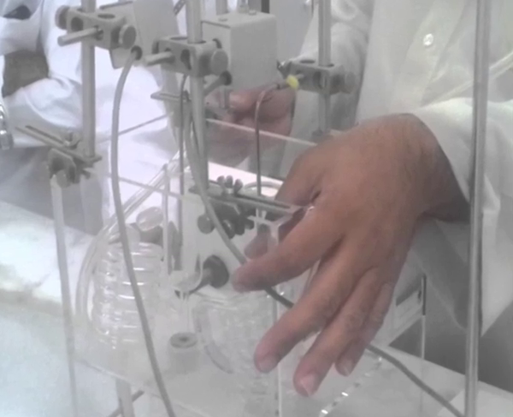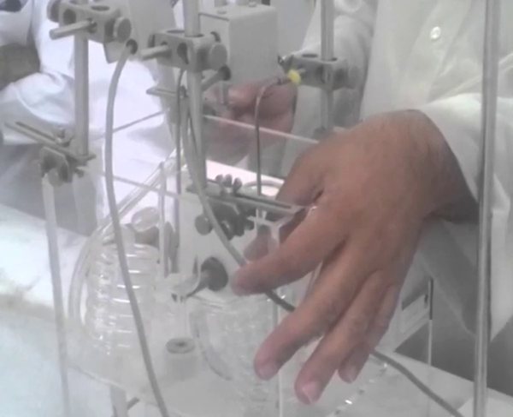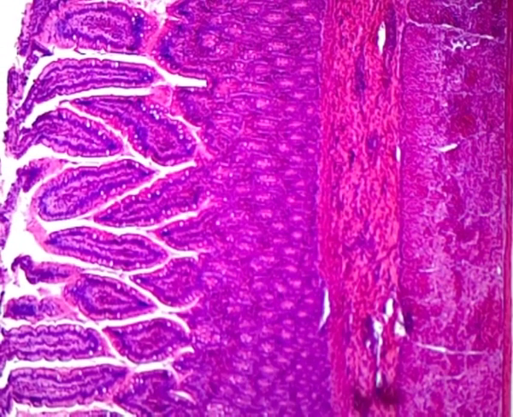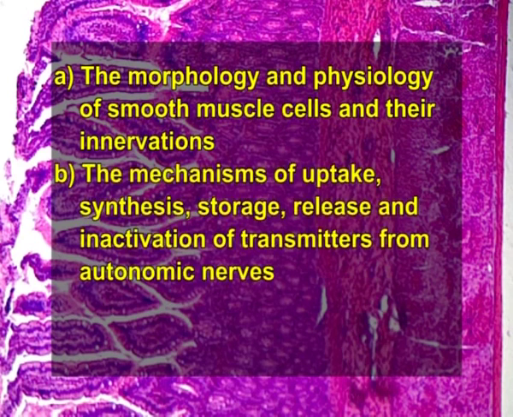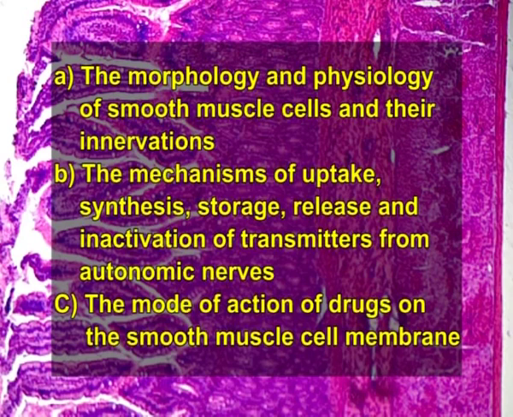Drugs acting directly on smooth muscles. A. Introduction. The interpretation of the results of pharmacological experiments on smooth muscles has been difficult because of lack of precise knowledge of three factors. A. The morphology and physiology of smooth muscle cells and their innervations. B. The mechanism of uptake, synthesis, storage, release and inactivation of transmitters from autonomic nerves. C. The mode of action of drugs on the smooth muscle cell membrane.